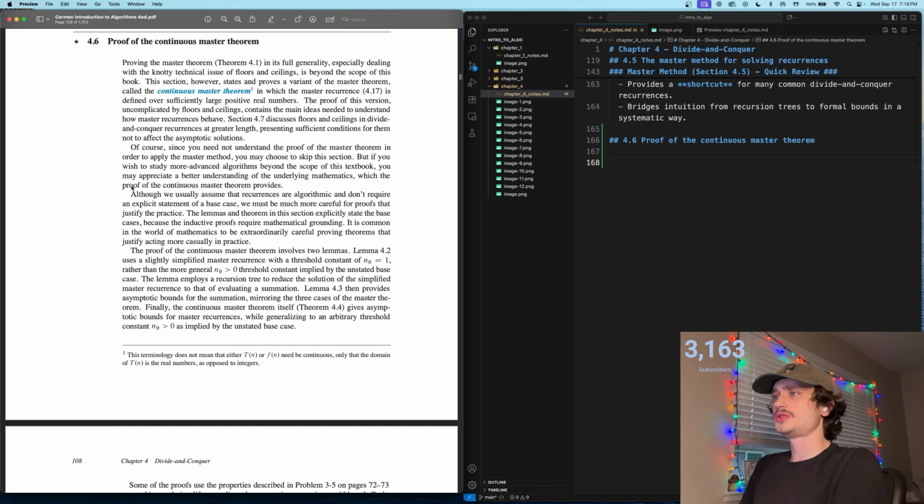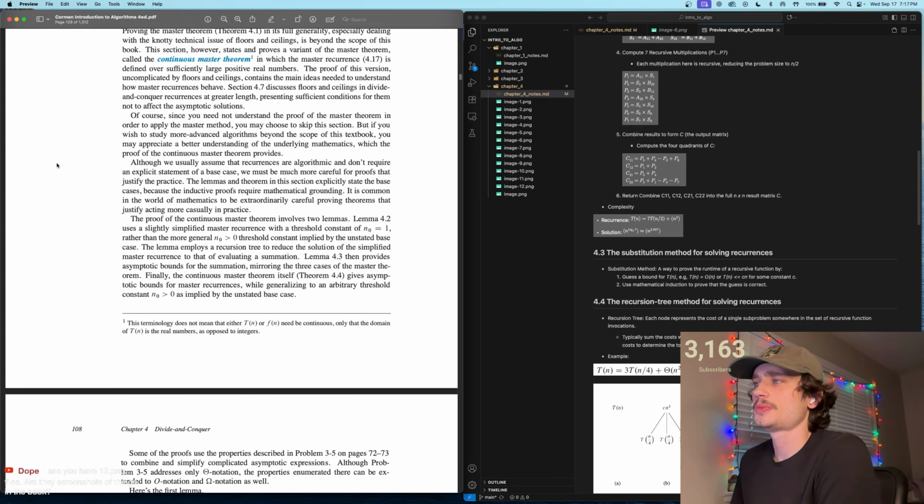Of course, since you need not understand the proof of the master theorem in order to apply the master method, you may choose to skip this section. But if you wish to study more advanced algorithms beyond the scope of this textbook, you may appreciate a better understanding of the underlying mathematics which the proof of this continuous master theorem provides.